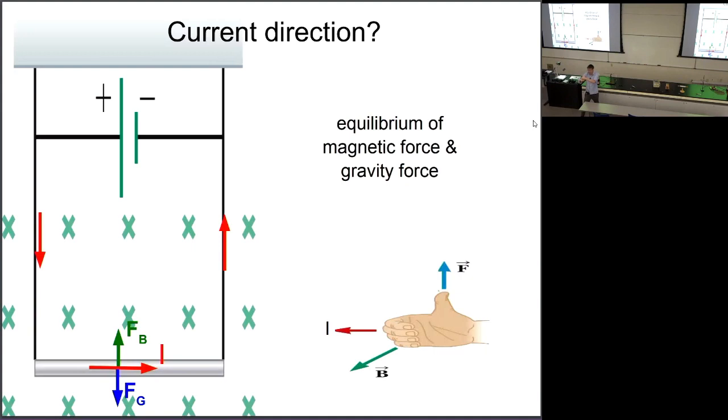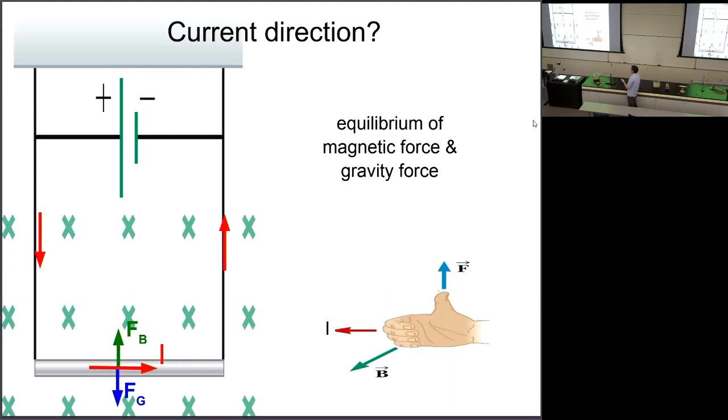The other possibility is the current going in the other direction, right? If the current was going from right to left, then I would be pointing my fingers towards the left and curling them in towards the screen. That's a downwards force, so that wouldn't work. So it has to be that the current is going left to right. Okay, so finally I managed to do that.